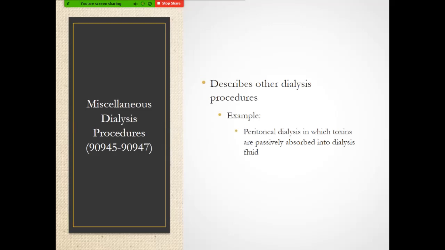So miscellaneous dialysis procedures are 90945 through 90947. For example, peritoneal dialysis, in which toxins are passively absorbed into dialysis fluid. You would find that in this section of codes. Peritoneal dialysis uses the peritoneal cavity. I'm going to read that again. Peritoneal dialysis uses the peritoneal cavity as a filter. Peritoneal dialysis is a continuous renal replacement therapy.